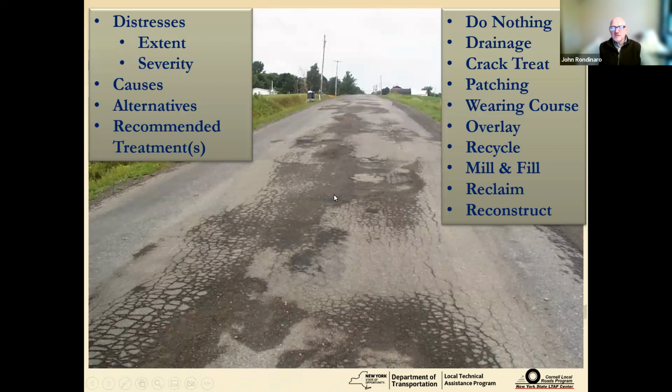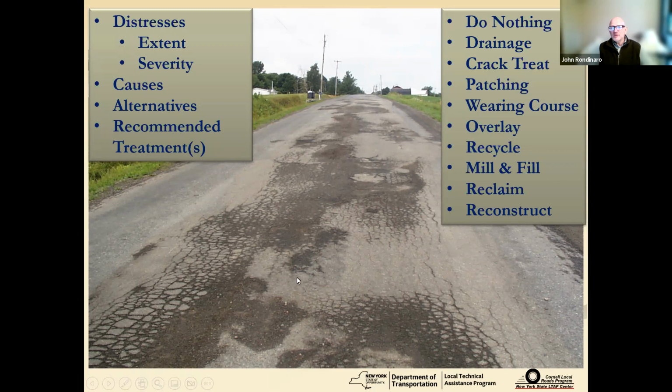In this case, this pavement's in rough shape. You've got a high level of extent or density of distress, both in terms of your cracking, especially your fatigue-related cracking, alligator cracking in your wheel paths. And that cracking has advanced to the point where you've got a lot of pavement deterioration. That piece of roadway is all potholed up.